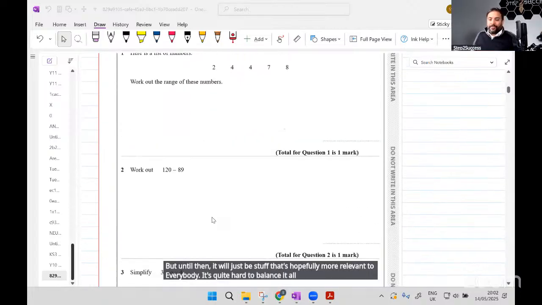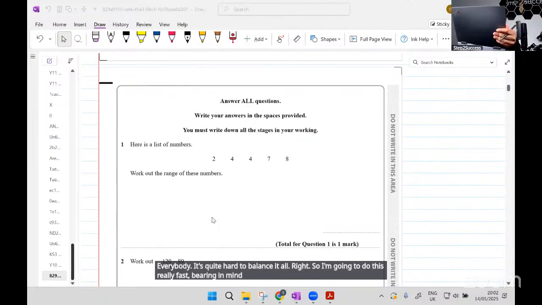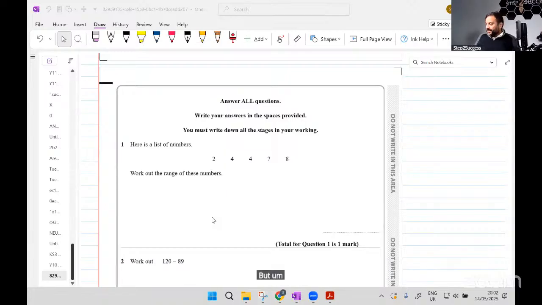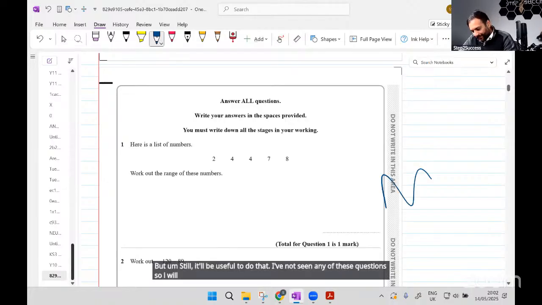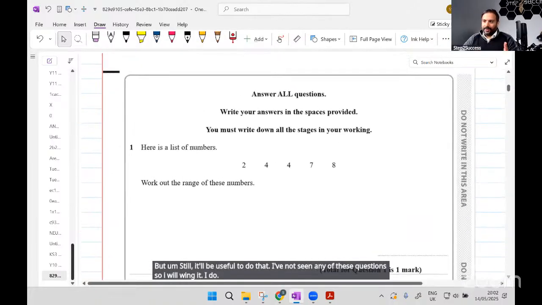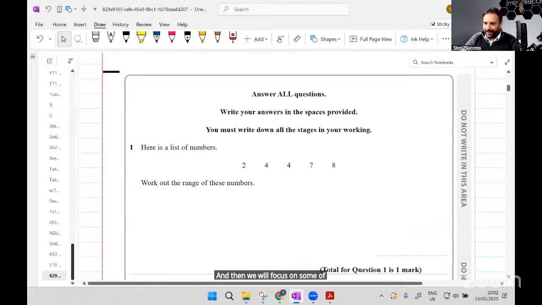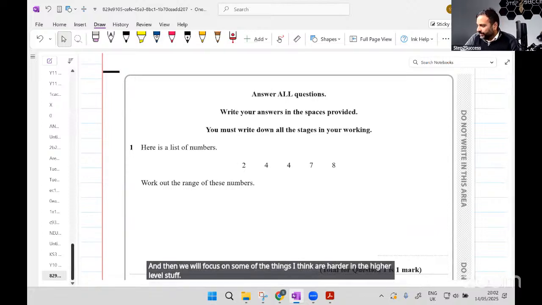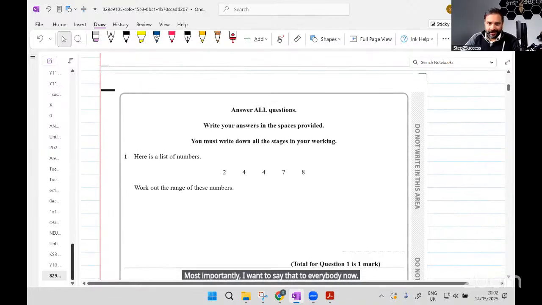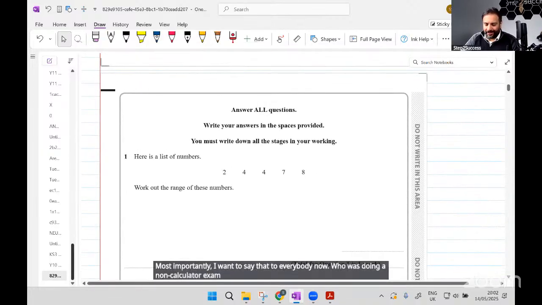Right. So I'm going to do this really fast, bearing in mind that if you're doing higher level, you should know all this like the back of your hand. But still, it'll be useful to do that. I've not seen any of these questions, so I will wing it as I do. And then we will focus on some of the things that I think are harder in the higher level stuff. Most importantly, I want to say this to everybody who is doing a non-calculator exam tomorrow. This applies to foundation and higher.